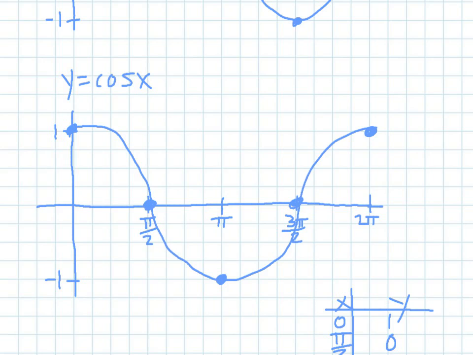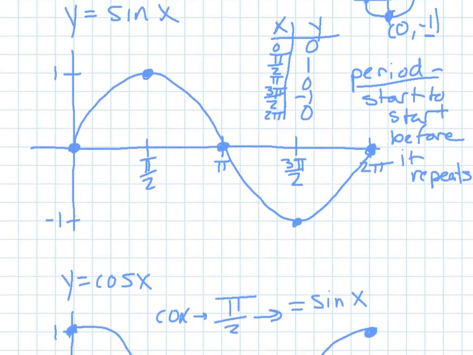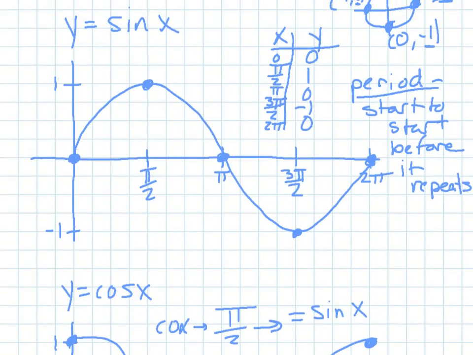Okay, now if you notice between the two pictures, if I shifted cosine over a value of pi over 2 to the right, it would be the same thing as sine of x. Okay, and then doing the same thing for sine, if I shifted that value to the left, that equals cosine of x. Okay, so these are kind of complements, if you will, of each other.